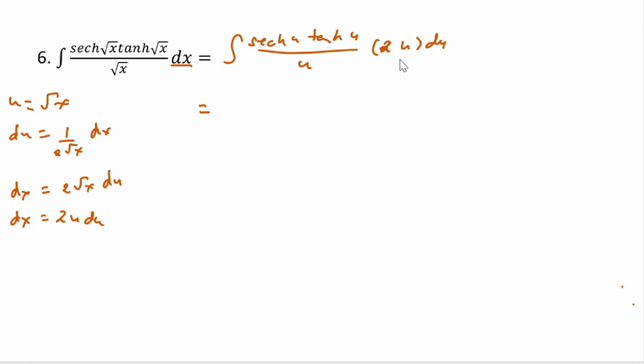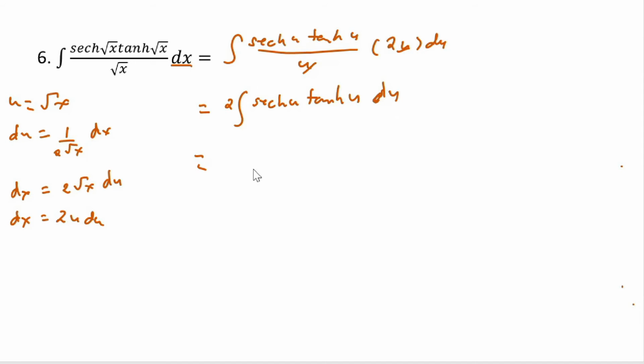Okay, and then after that, we are going to simplify. We have 2u in the numerator, so I have now 2u divided by u, so we can cancel the u, so the remaining term there is 2 times the hyperbolic secant of u times hyperbolic tangent of u. So instead, I'm going now to write 2 as the coefficient factor or the constant multiplier, so 2 times the integral of hyperbolic secant of u times hyperbolic tangent of u du, because this one is now cancelled.